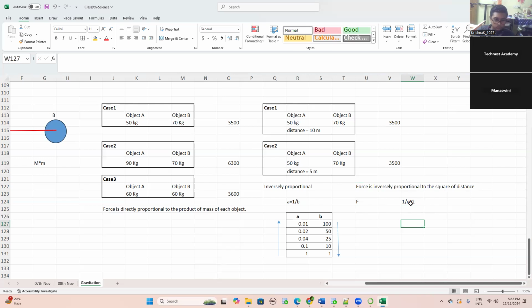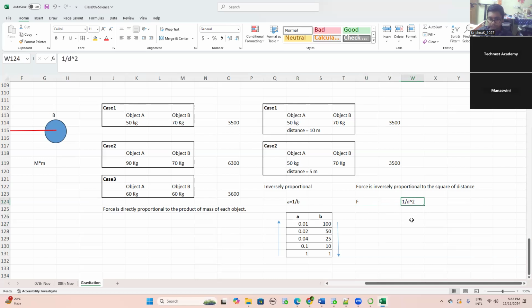So if the distance is more, will the force be more or less? No, you have not understood. See, what is the meaning of inversely proportional? First of all, tell this. Suppose we take two quantities A and B. If A decreases, B increases. If B increases, A decreases. Vice versa. So what I'm telling here is force is inversely proportional to the square of distance.